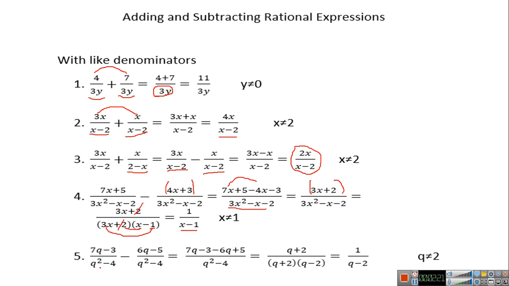Here you have q squared minus 4 and q squared minus 4, so we can add the numerators. So it's 7q minus 3, and the minus is for both. So it's going to be minus 6q minus minus 5, which will be plus 5. So it's q, and here you're going to get plus 2. We know that q squared minus 4 is q plus 2 times q minus 2. I can cancel these two. So I'm left with 1 over q minus 2, where q cannot be 2.